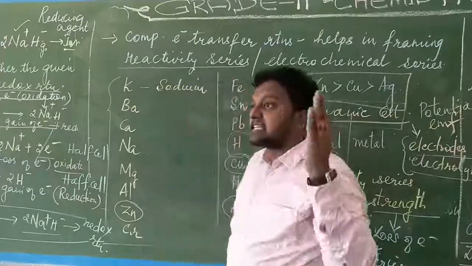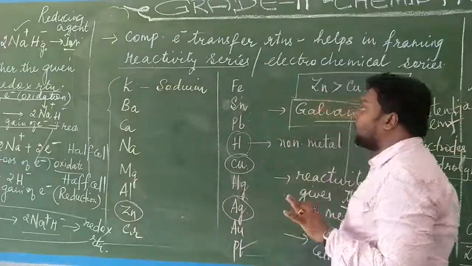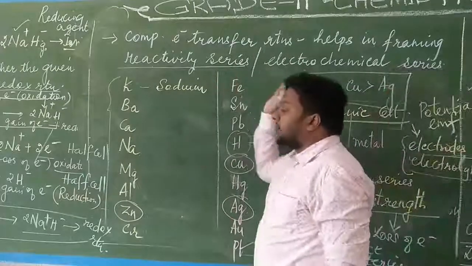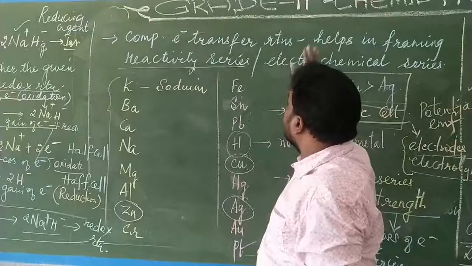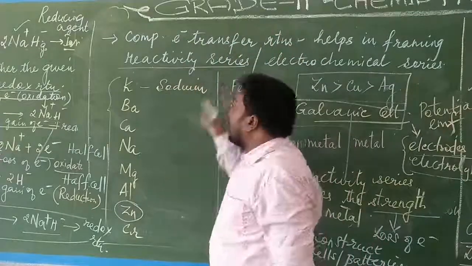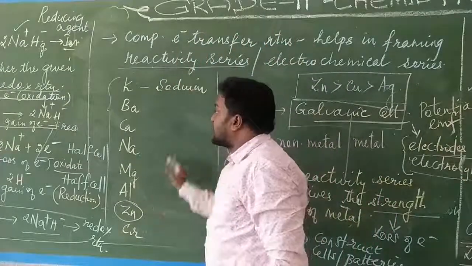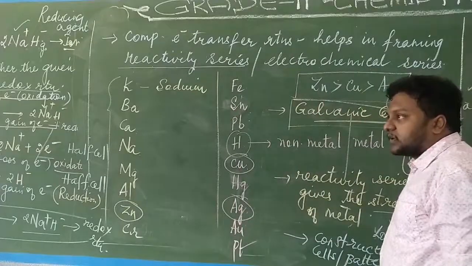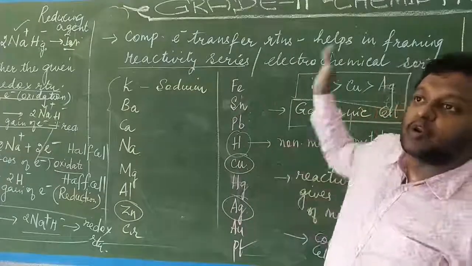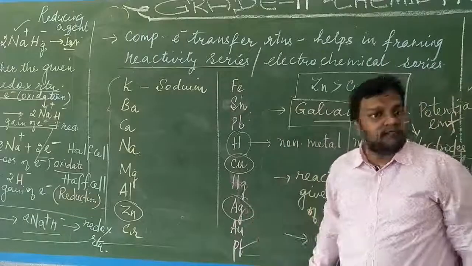So the efficiency of the cell and battery is based on the tendency to donate electrons, how effectively a metal can give away electrons, and that is why we bring in the electrochemical series. To frame the elements in this electrochemical series, I have to go for the redox reaction, the electron transfer reactions or competitive electron transfer reactions.